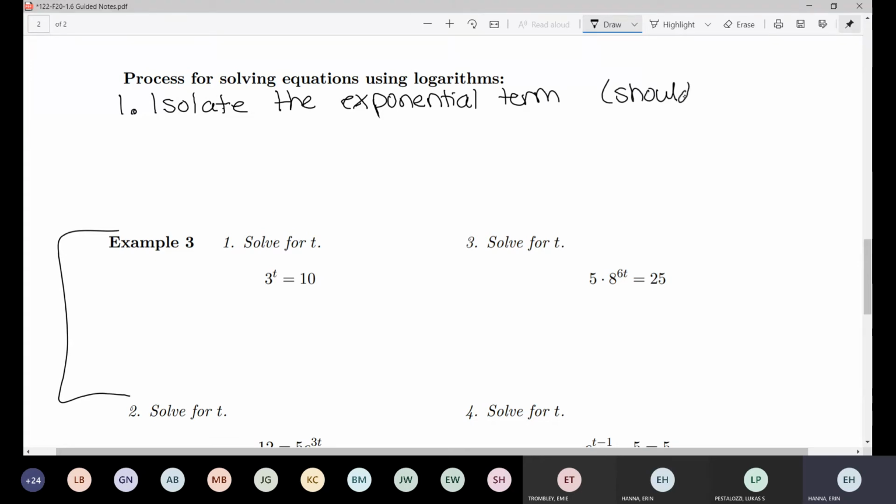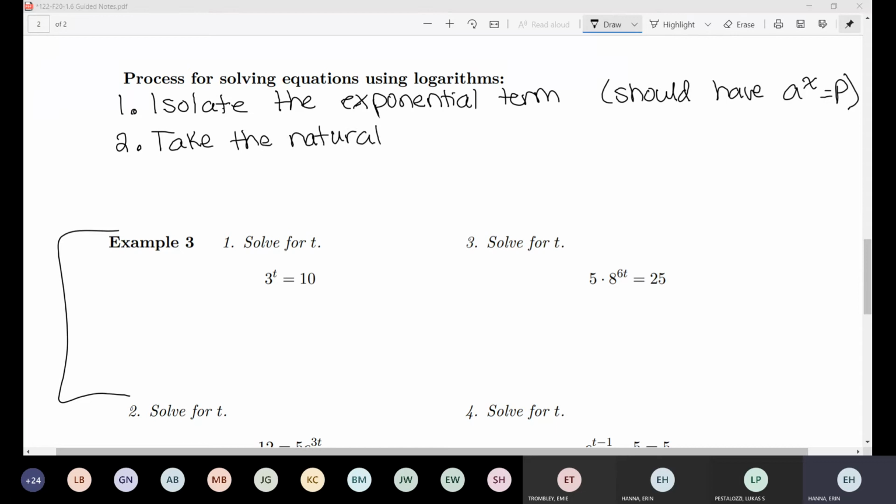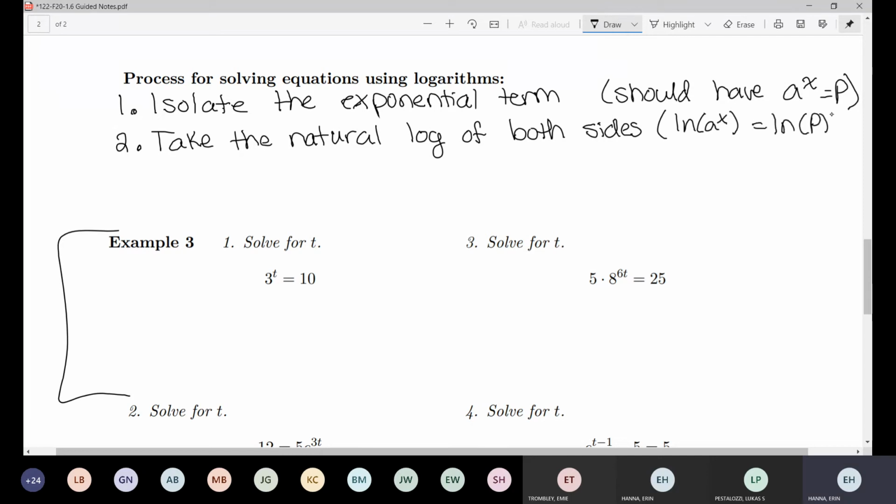So essentially that means you should have some a to the x equals p. There shouldn't be anything else connected to that term that has the exponent. It should be completely by itself. After you isolate it, you're going to take the natural log of both sides. This is essentially the step where if you know how to use other log bases, you are free to use them. So take the natural log of both sides. So essentially we get natural log of a to the x equals natural log of p.